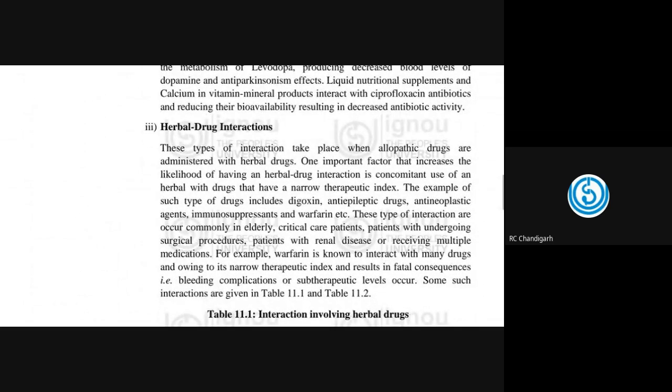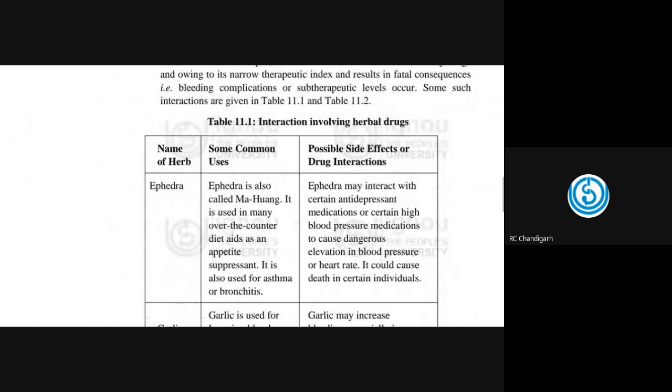Herbal drug interaction. These types of interaction take place when allopathic drugs are administered with herbal drugs. So when allopathic drugs are taken with Ayurvedic drugs and they react in our body, it is called herbal drug interaction. There are different types of interactions with different herbs such as ephedra, ginseng, licorice, St. John's wort, valerian.